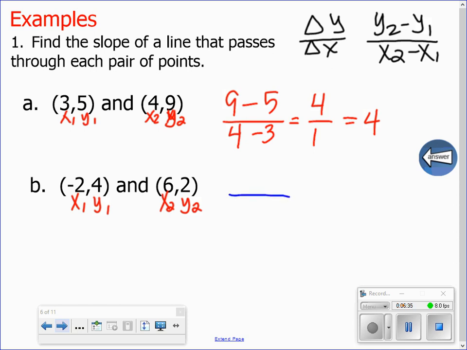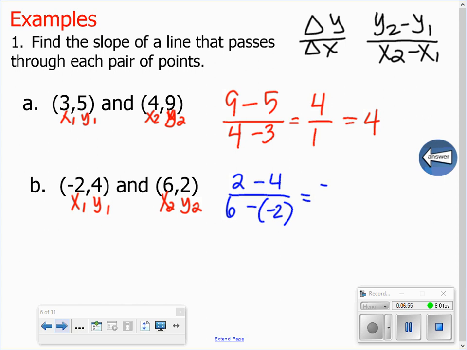So my y2 here would be 2. My y1 would be 4. My x2 would be 6. And my x1 would be negative 2. Make sure that when you're dealing with the negative that you still write your minus and then you write the negative, because that will change the value if you don't.